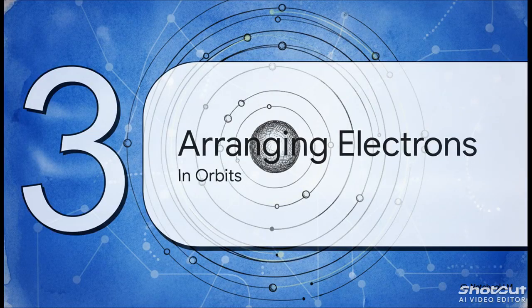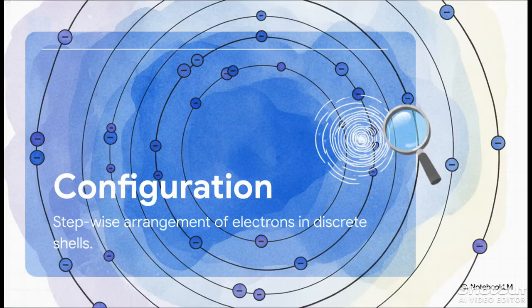All right, Section 3. Arranging electrons in orbits. In 1913, Niels Bohr stepped in to solve Rutherford's stability mystery, proving that electrons actually sit in specific, non-radiating energy levels. This shifts us from the history of the atom straight into its mechanics. We're looking at electronic configuration, which is essentially the designated seating chart for electrons inside those specific stationary orbits.